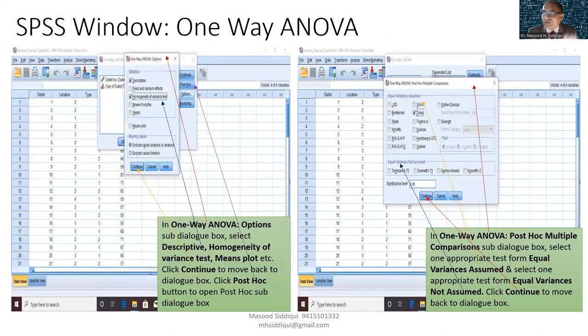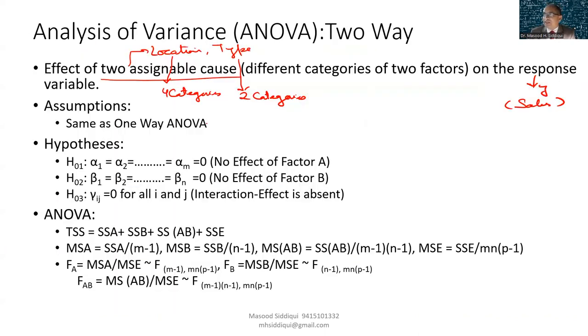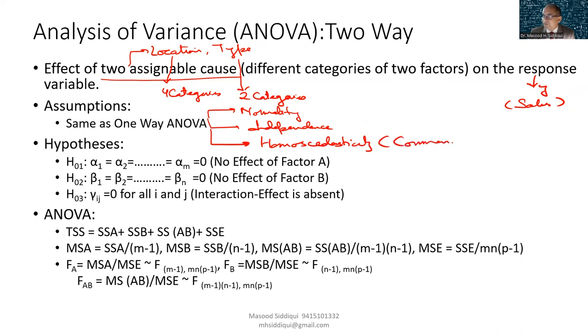Okay? So the first assumption is related to normality of the population. The second assumption is related to independence of selection, right? And the third assumption is related to homogeneity or common variance. They have common or same variance.